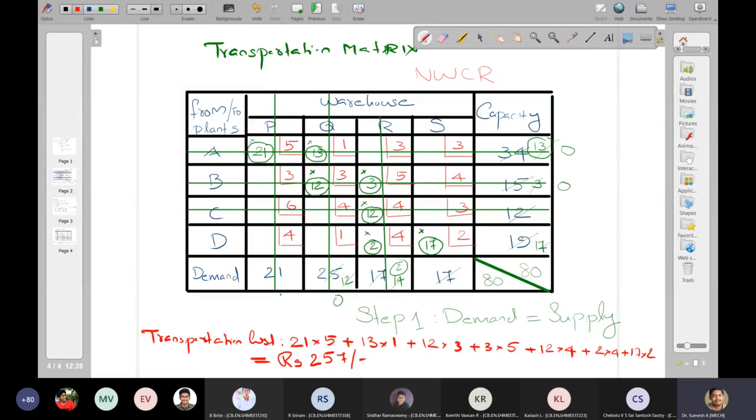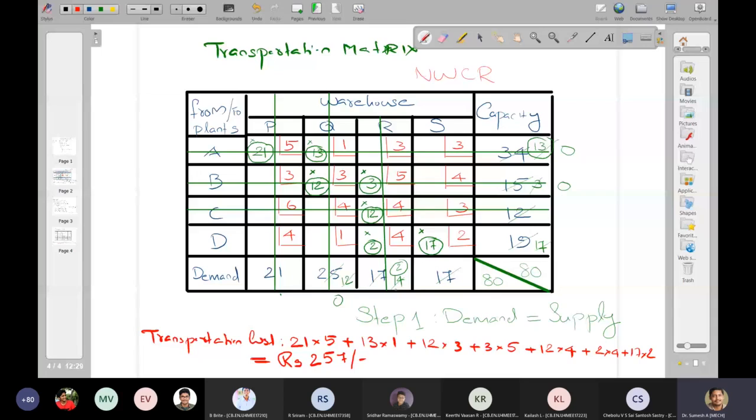Now the new northwest corner will be BR. In the BR, you have a demand of 17, but left out capacity from plant B is only 3. So I have allocated that 3 over here. Capacity of plant B is fully utilized. I have removed the second row from my iteration. So if I subtract 3 over here, the balance demand of R reduces to 14.